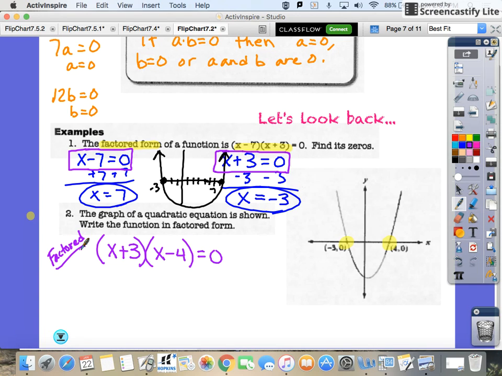Just for giggles, if you wanted to put it in general form, that's the one we're used to seeing. You would FOIL this out, and you would ask what negative 4 times 3 is, which is negative 12. Negative 4 plus 3 is negative 1. So you'd have x squared minus x minus 12 equals 0.